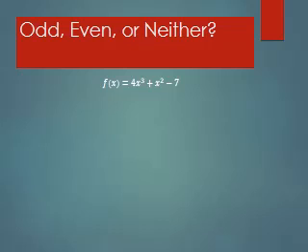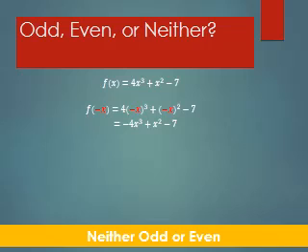Now let us check f of minus x. It's 4 into minus x cubed plus minus x squared. So for the first time, it's not an even function. Now let us check if it's odd. So I multiply the whole function by minus. It will not give me the same function again. So this is neither even nor odd.